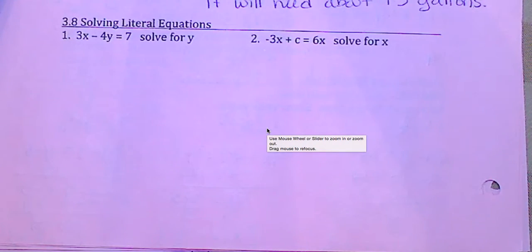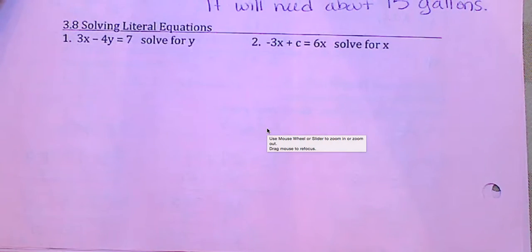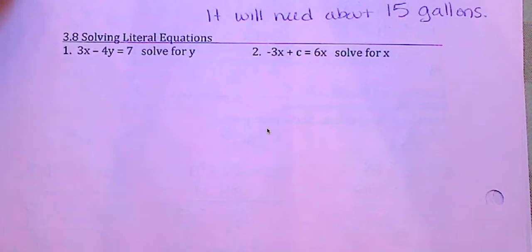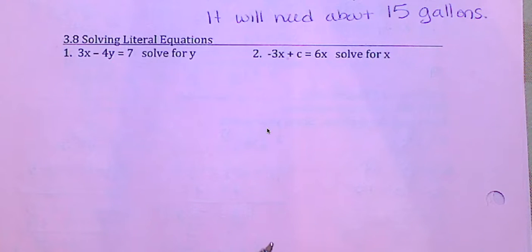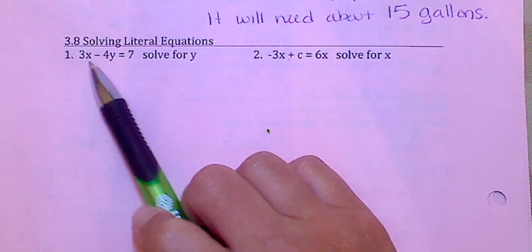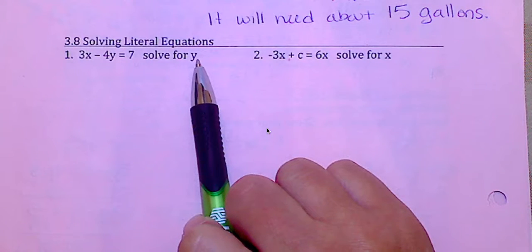3.8 is probably, potentially, the most challenging section in this unit. And we actually have nothing on our Cornell notes for 3.6, solving literal equations. So solving a literal equation is similar to solving any equation, except if you look, right away you see we have two different variables, and we want to solve for one variable.